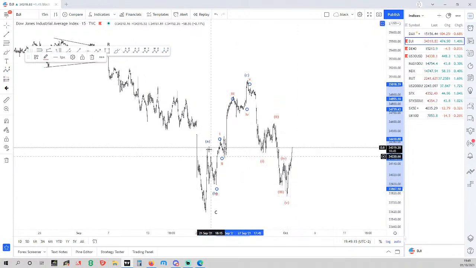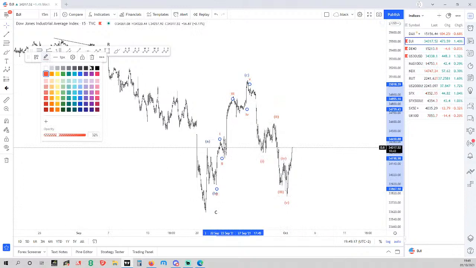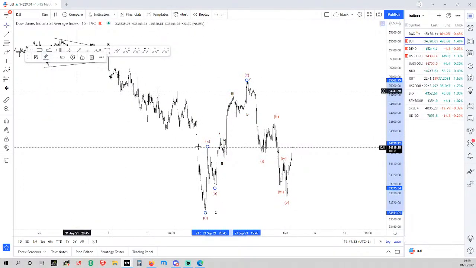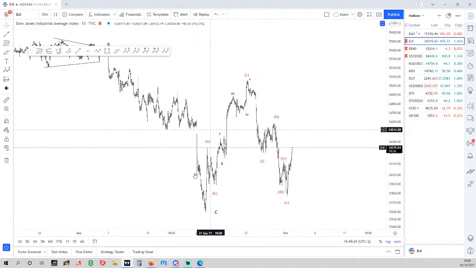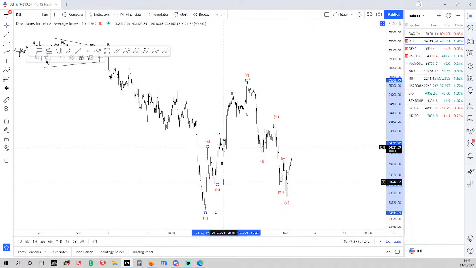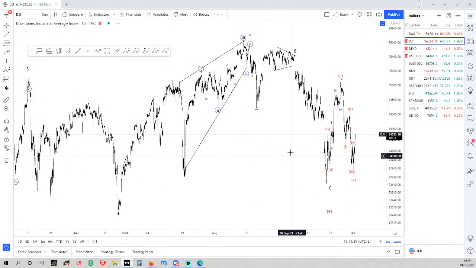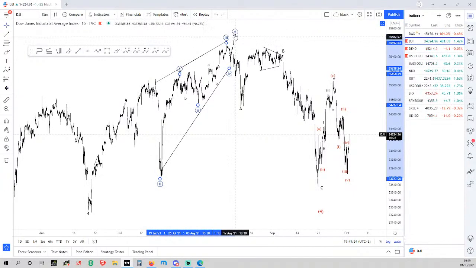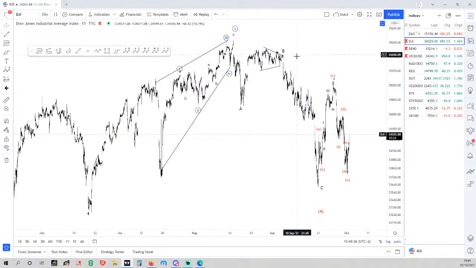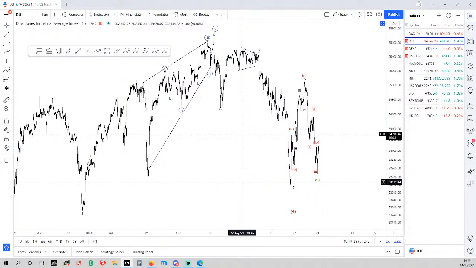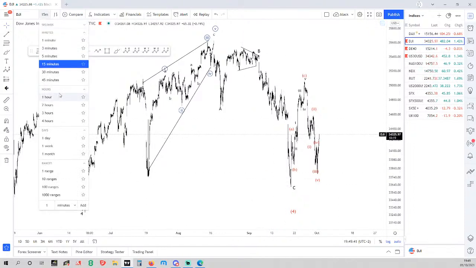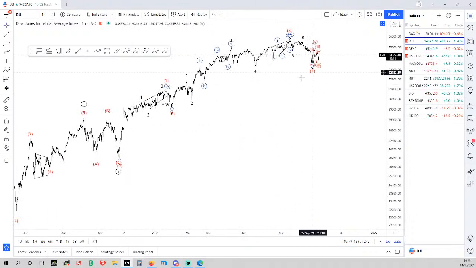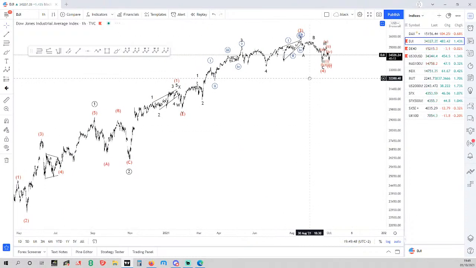So I'm not forcing the count. To find 5 waves on this move up, I would be forcing the count, and that leads to mistakes. And mistakes, of course, in this business lead to losing money, which is something none of us wants to do. So my best guess is, what if we are in some kind of WXY? Basically a complex correction, which would indeed set us up for a larger degree correction.